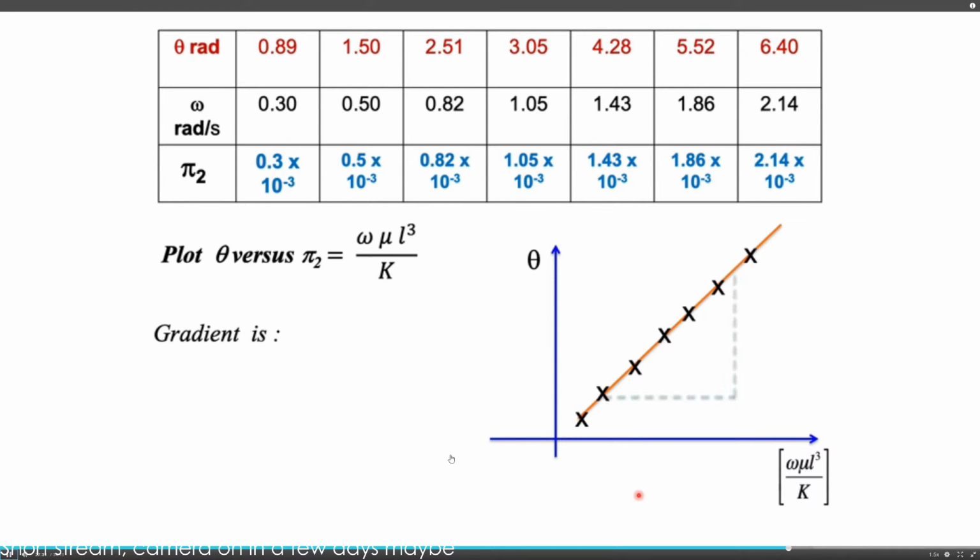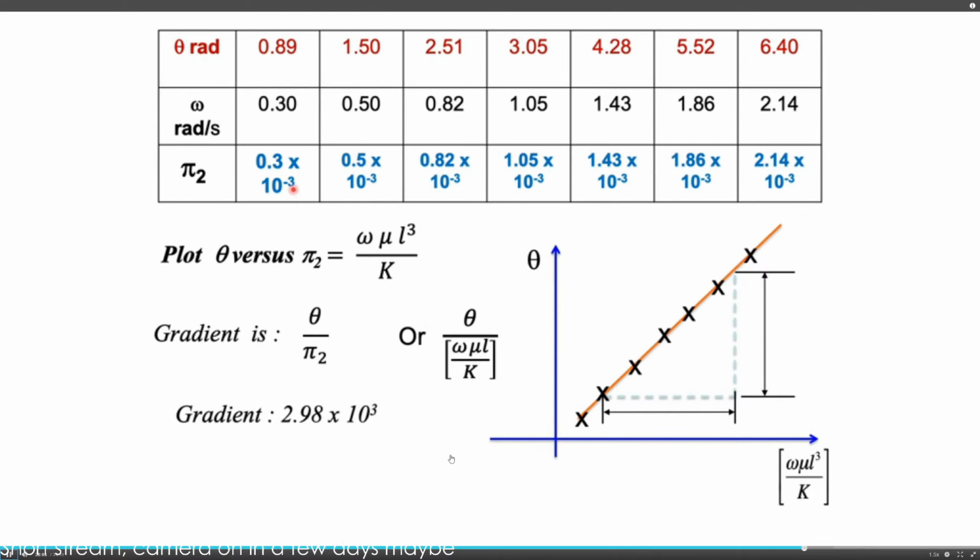The gradient will be the opposite divided by hypotenuse, which is this column, theta, divided by this column, omega mu L cube over K. So you can find the gradient from the difference in data. Theta: you take 6.4 minus 0.89, divided by the horizontal, 2.14 minus 0.3, and remember to multiply by 10 to the power minus 3. You find that the gradient is 2.98 times 10 to the power 3.